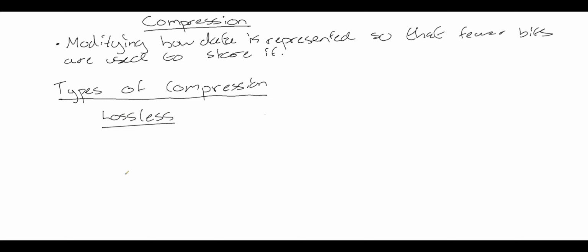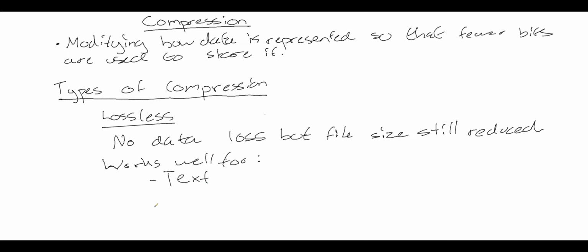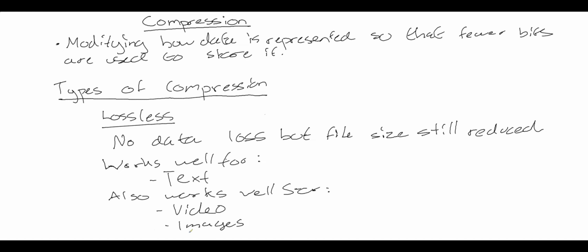Lossless compression, in contrast to lossy compression, allows a reduction in file size without a reduction in quality of the file. It works well for text because if we use lossy compression on text, we would lose characters in our text, and then we wouldn't be able to read the text. Whereas if we use lossless compression on our text, we can reduce the size of a text file and still be able to read the text. It also works well for video and images where a reduction in quality of the file is not acceptable.